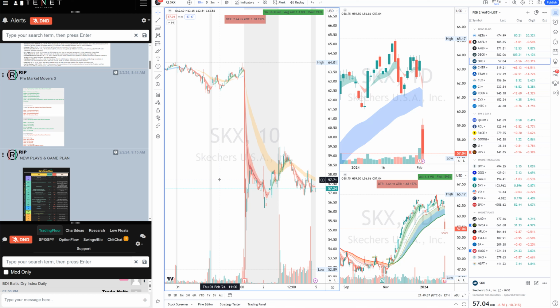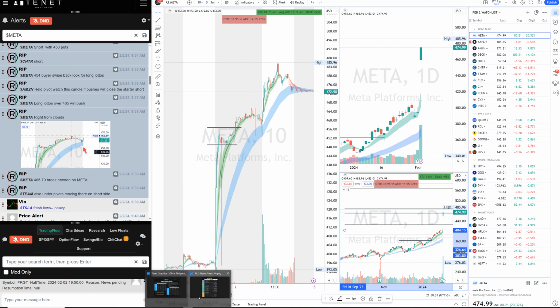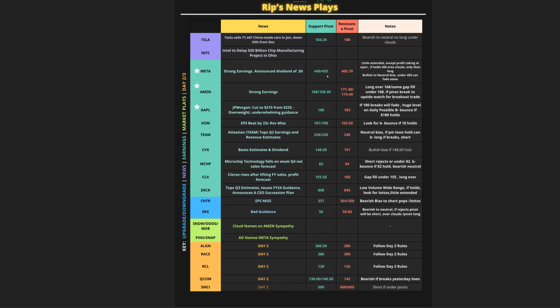Let's start with our first play of the day. All right, guys, we are going to start with the biggest play of the day, the money maker of the day, that paid us all day, and we met all our targets today. Meta. So guys, what was the game plan on Meta? Let's go back and see what the game plan was. Game plan on Meta was simple. The support pivots were 455, 449, and the resistance pivot was 466, right?